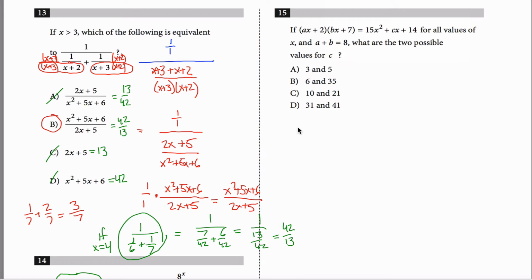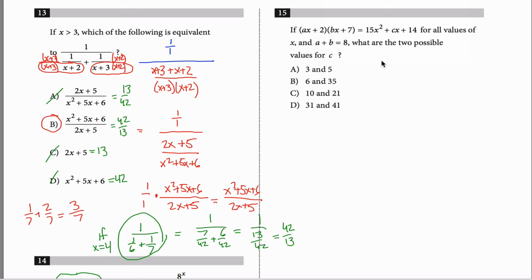Okay, number 15. Number 15 is a hard problem for sure. There are a few different ways that you can solve this problem. What I think would probably be the quickest way is to plug in some values. When you're told that this equals this for all possible values of x, that tells you that you can plug in whatever you want for x, and this will be the same as this.